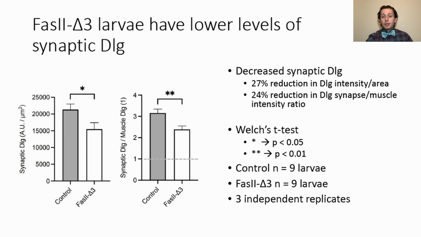As it turns out, these mutant larvae have significantly decreased levels of synaptic DLG, including a 27% reduction in DLG intensity per area and a 24% reduction in DLG synapse over muscle intensity ratio for Fas2 delta 3 larvae compared to control. Shapiro-Wilks test was used to assess for normality in both sample distributions, and both distributions were shown to be normal. Welch's t-test was used to compare between the means of the samples, and the sample size for both control and Fas2 delta 3 were 9 larvae. These experiments were performed with 3 independent replicates.